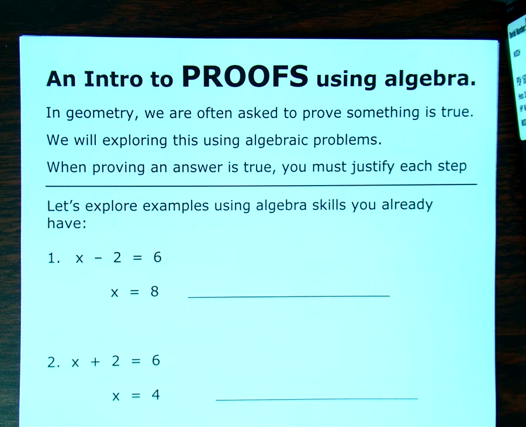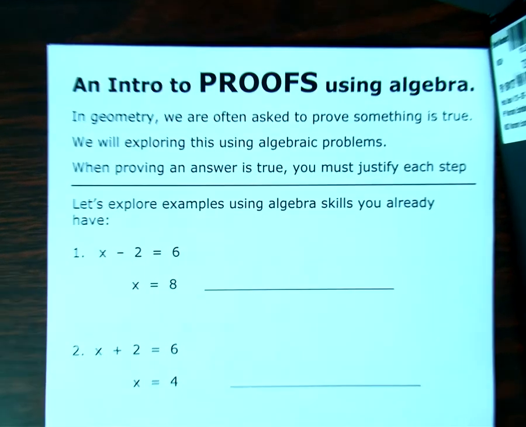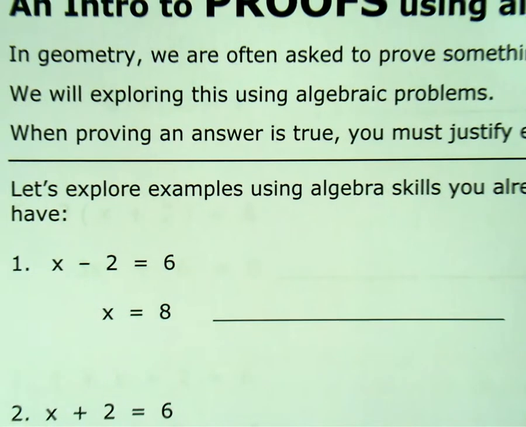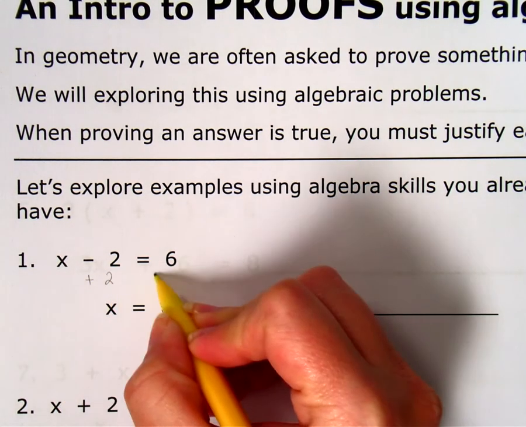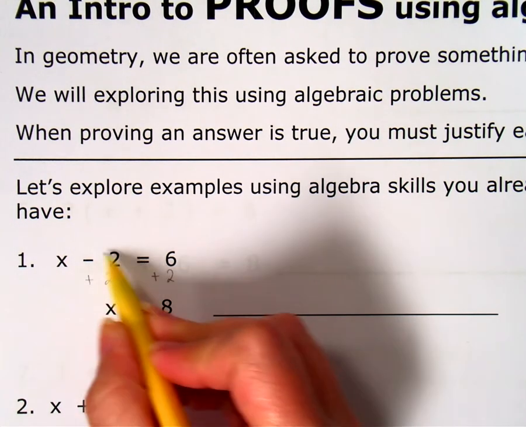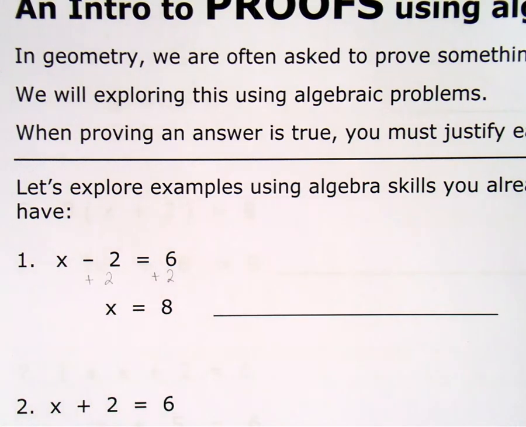Let's say I have the problem x minus 2 equals 6, and I want to say prove to me that x equals 8. Let me zoom in so we can see this a little bit better. In order to solve this problem, I would have to add 2 on both sides. I'd have to do a plus 2 here and a plus 2 here to move that to the other side of the equals, making this become 0, so x plus 0, which is just x, equals, and then 6 plus 2 is 8.